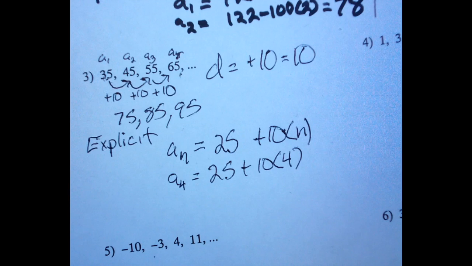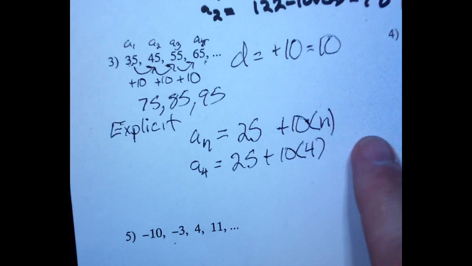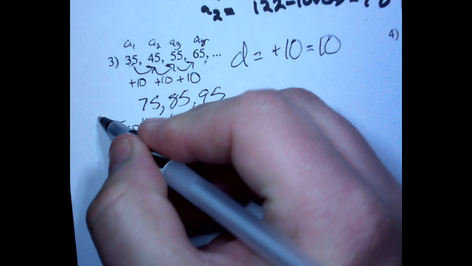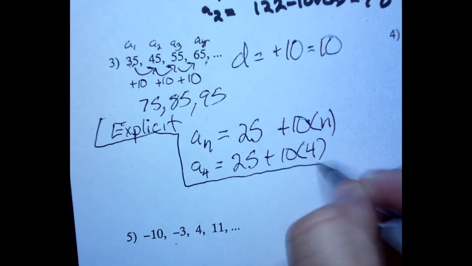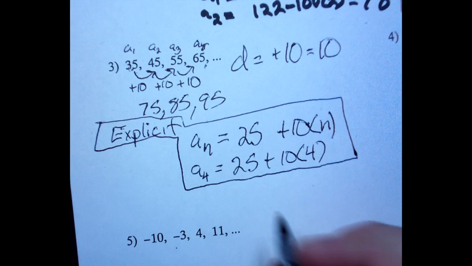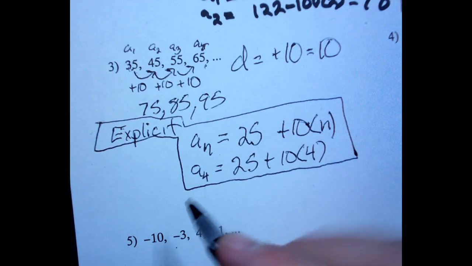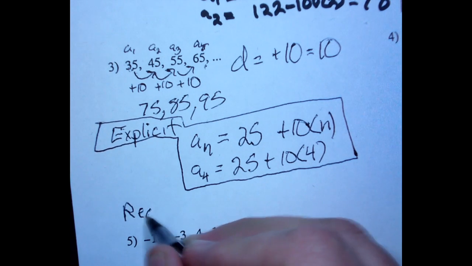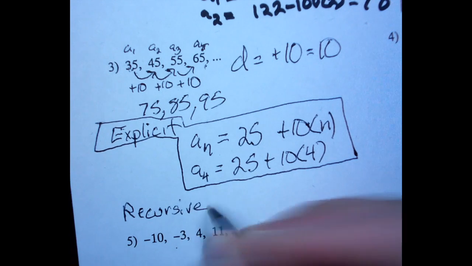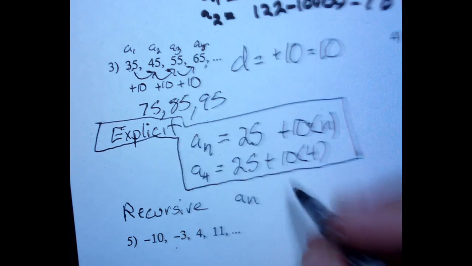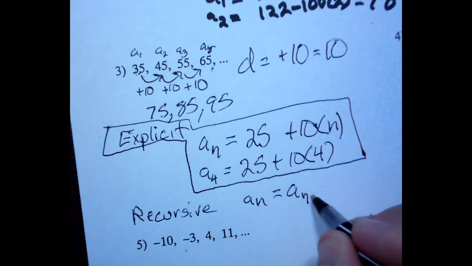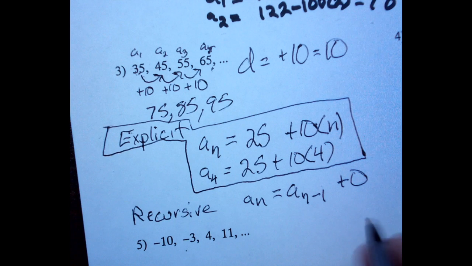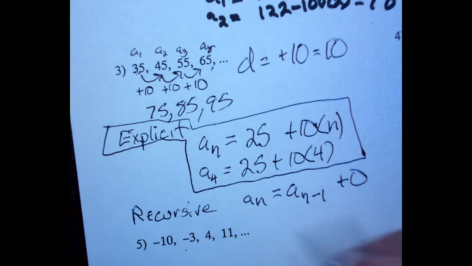Okay. Now, let's do what we call the recursive formula. So this is the explicit. And there's 2 ways to write an explicit. When we do our geometric sequence, I'll show you the other way to write an explicit. Then the next thing is the recursive. Now recursive is just saying that the current term is equal to the previous term plus 10. And then for the recursive, we have to define what the first term is. A sub 1 is what? 35.